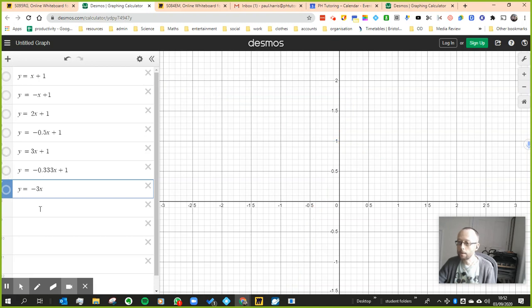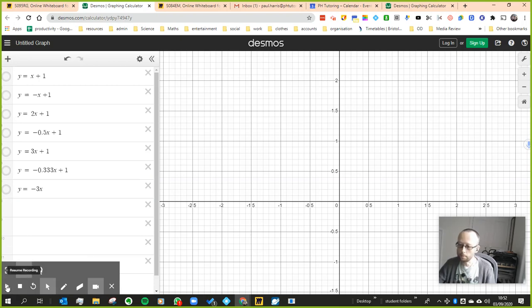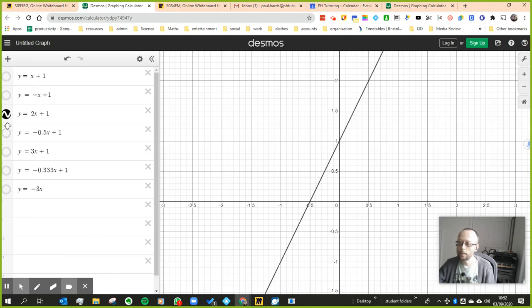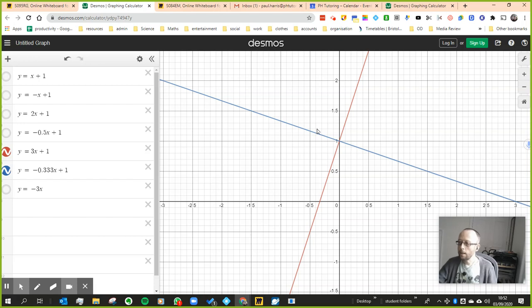Now you might have noticed another pattern after that. So I'm going to pause this video and see if you can tell me what the other pattern is. So basically, if I look at this one, these pair and this pair, then the gradient, although it's negative on the one hand, is also 1 over the other gradient. That's the thing that we should notice.